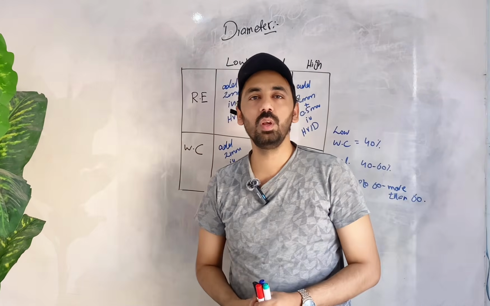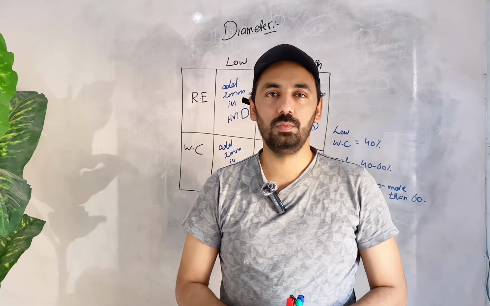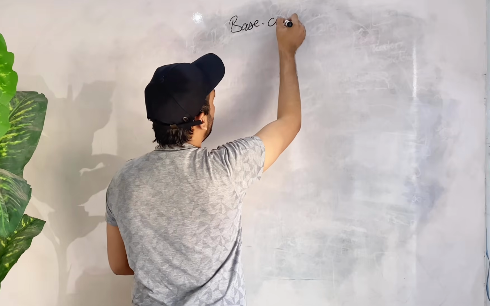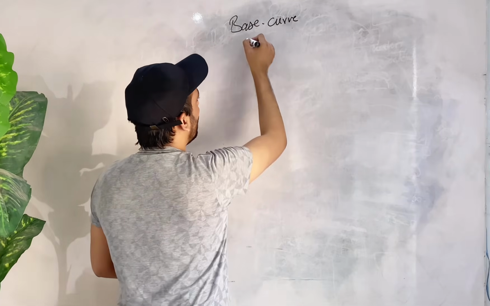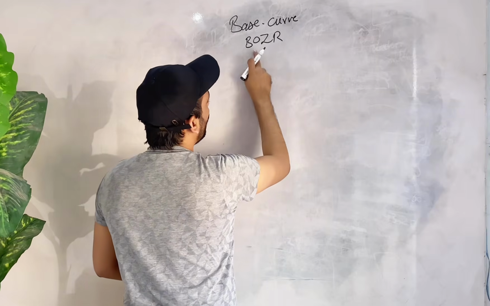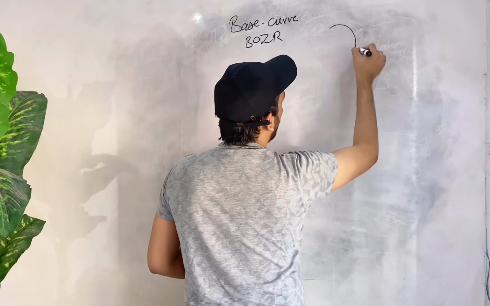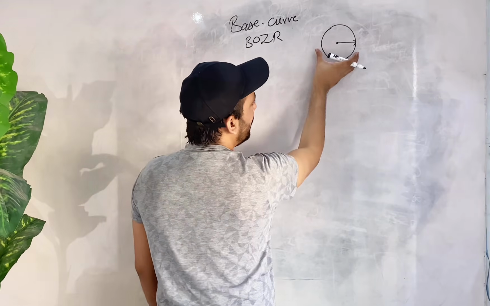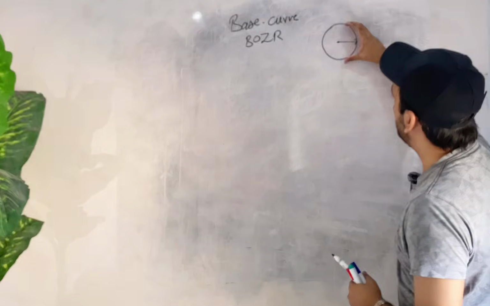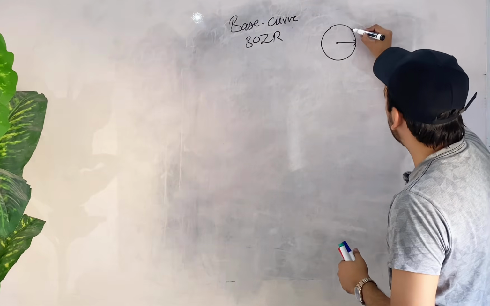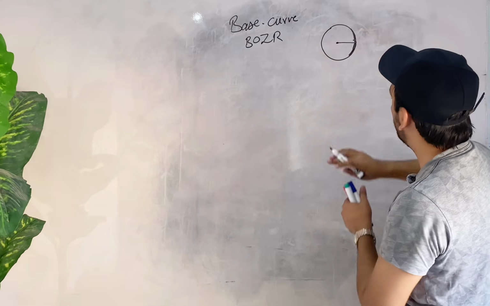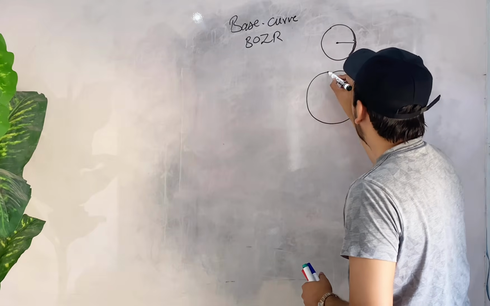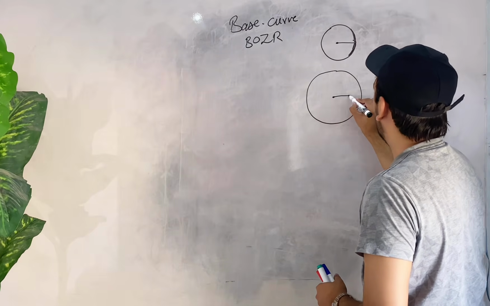So now let's discuss the BOZR, the base curve. You know very well what the base curve is, right? BOZR means back optic zone radius. For example, if this is the contact lens, and this is the circle, this line represents the base curve, right? The smaller circle. So you see, if we consider this portion as the contact lens, the contact lens is more steep, right? And if I make a circle bigger than this one, this is a bigger circle, and this is the base curve.